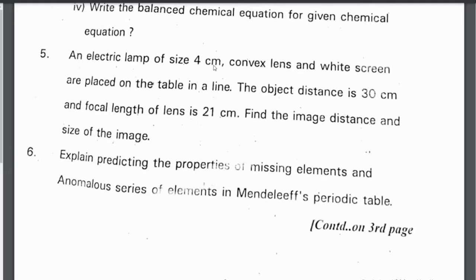Fifth, an electric lamp of size 4 cm, a convex lens and a white screen are placed on a table in a line. The object distance is 30 cm and the focal length of the lens is 21. Find the image distance and the size of the image.